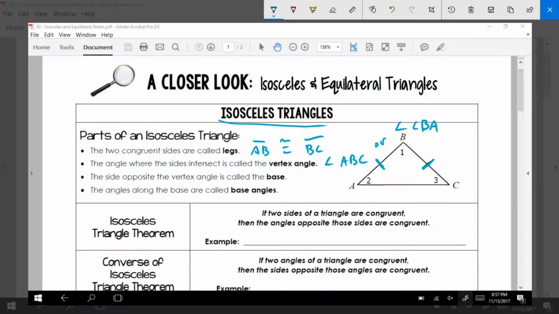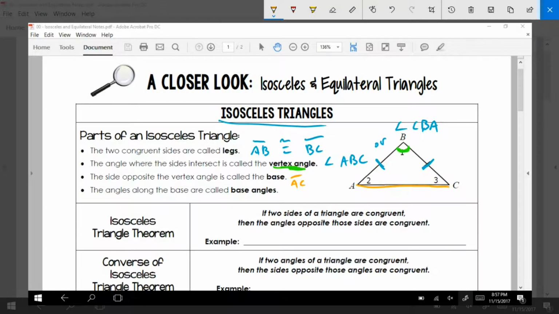Okay, next, the side opposite the vertex angle is going to be called the base. So let me label this real quick. I'm gonna use the green. The vertex angle, I'm going to label it's right here. Here's the vertex angle, okay? If that's the vertex angle, and the side that's the opposite of the vertex angle is called the base, which side is the base? In our diagram, it would be AC right here. That's the base because it's the opposite of the vertex angle.